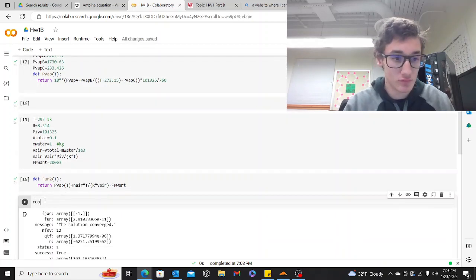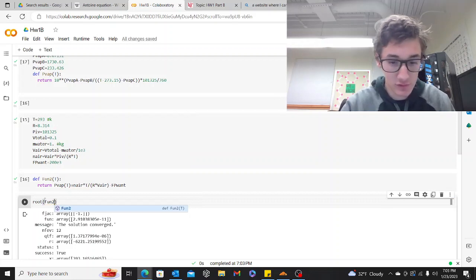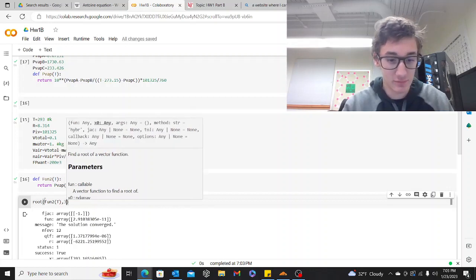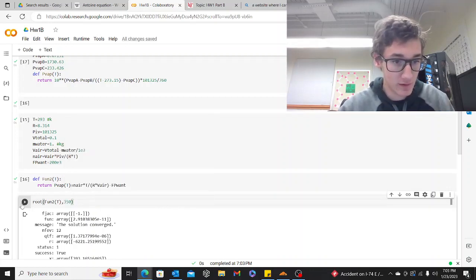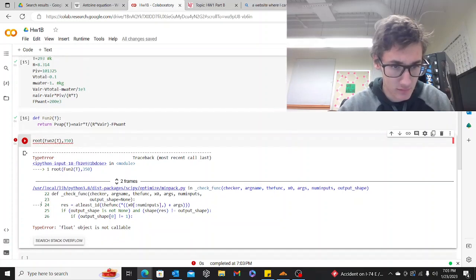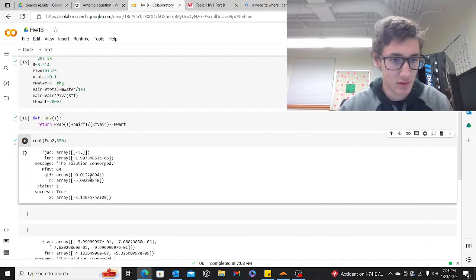So now we would do root of Hw1PartB and our guess for the equation, which we're going to put as 350, and we are going to get, ooh, let's look. It says float object is not callable. So we're going to say without the T. And it was solved. And that's not a good answer.